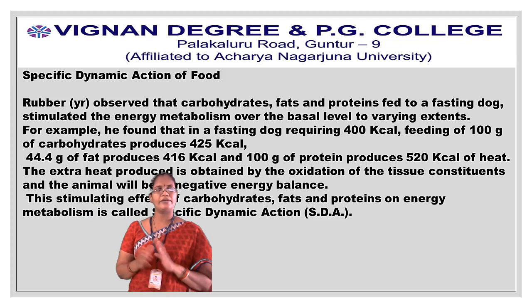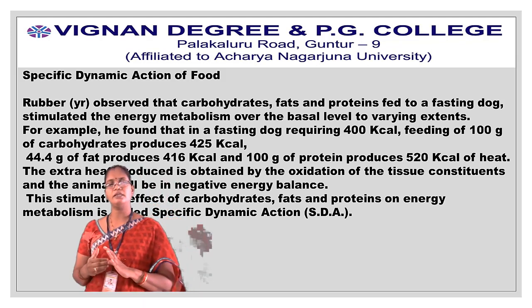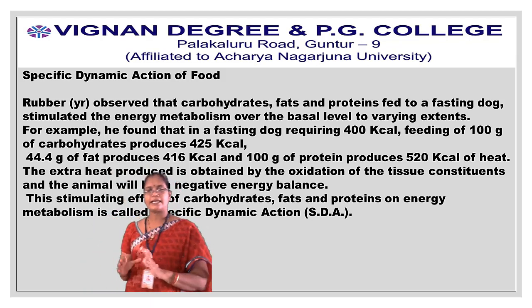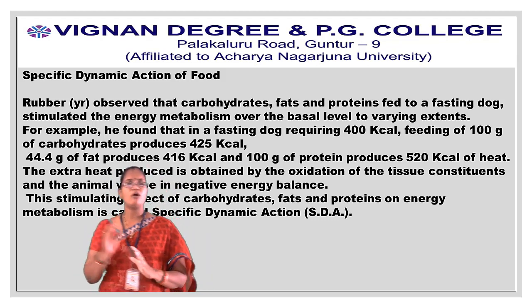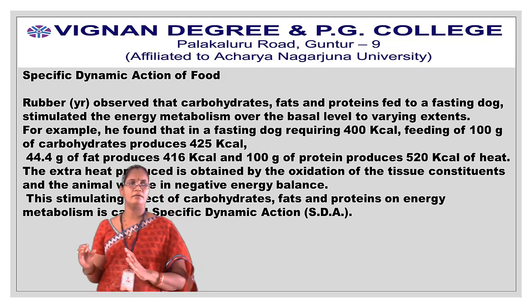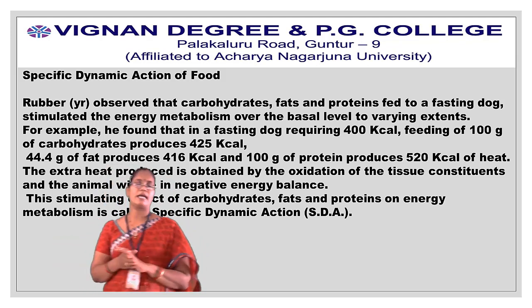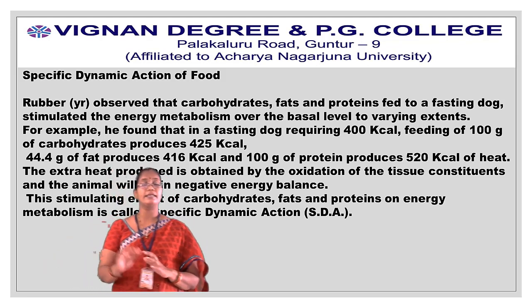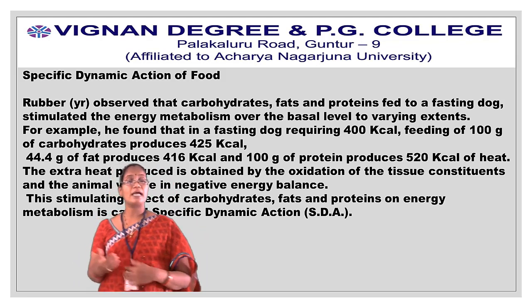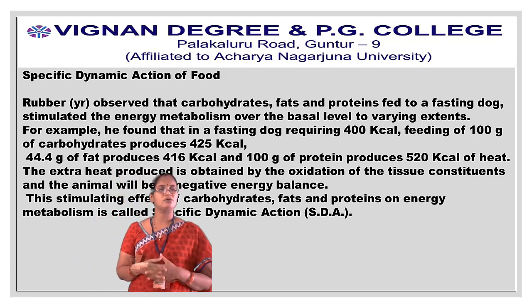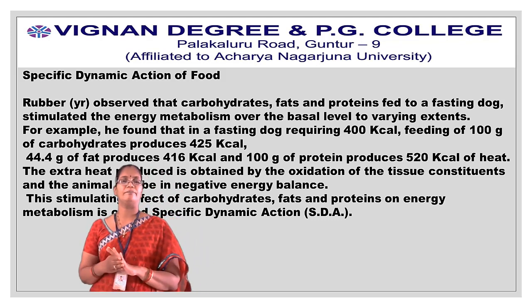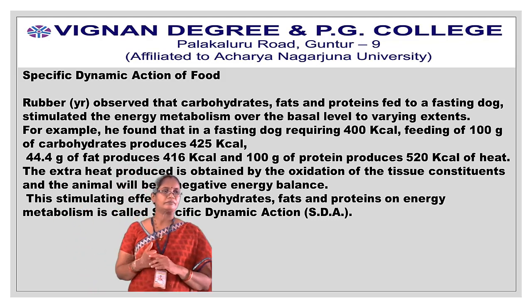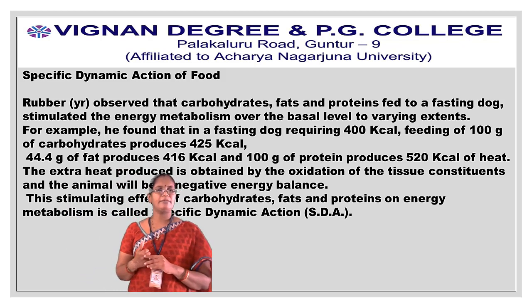For example, he found that in a fasting dog requiring 400 calories, feeding of 100 grams of carbohydrate produces 425 kilocalories. Generally, it has to produce 400 kilocalories, but it was found that it is producing 425. That means 25 kilocalories of extra energy is produced, which is called the thermic effect of food. So, the extra heat produced is called the thermic effect.